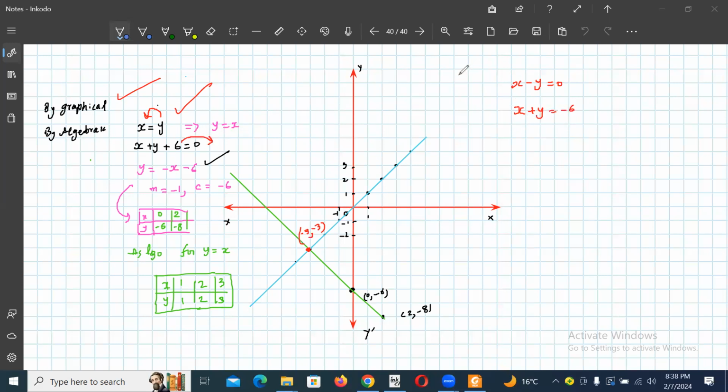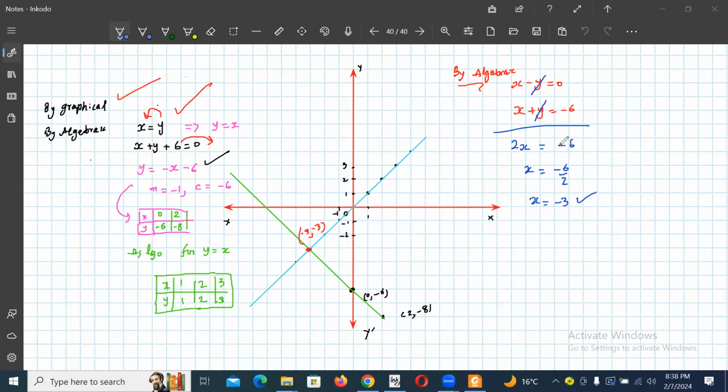Now if you see by the algebraic concept, I'm applying the elimination concept. So by elimination I will straight away add, because plus y and minus y cancel, x plus x, we have 2x is equal to -6. So x is equal to -6 divided by 2, which gives us -3. So this is one value.